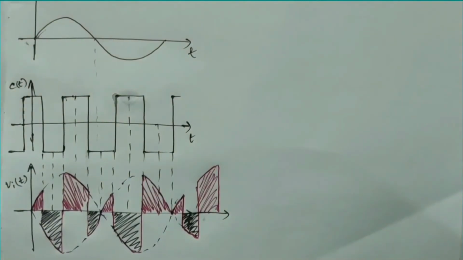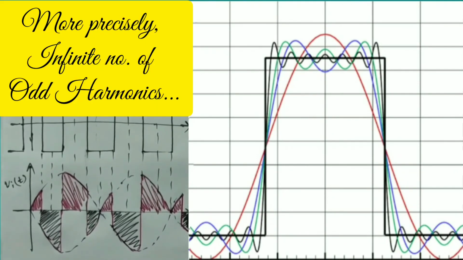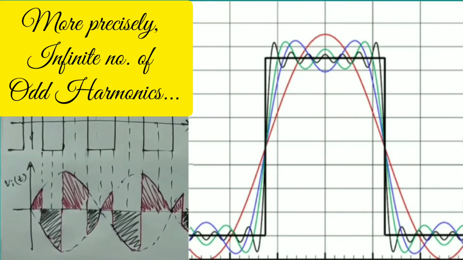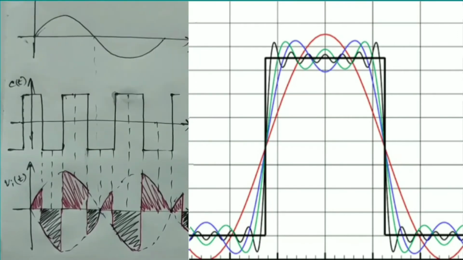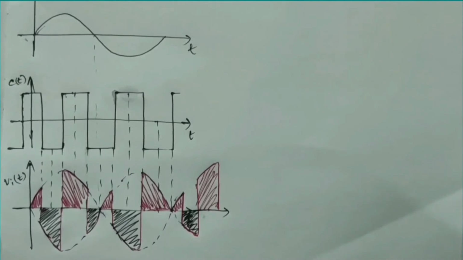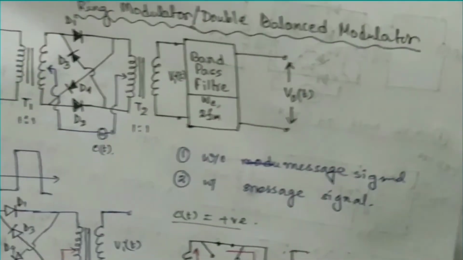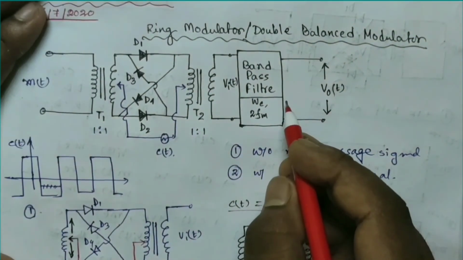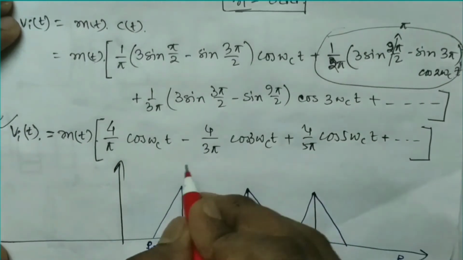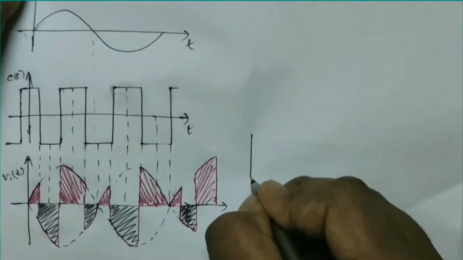The output still has some square wave characteristics, and we know a square wave is a combination of an infinite number of sine waves, that is, an infinite number of sine waves combined can form a square wave, which means the frequency domain of this signal consists of a number of odd harmonics of sine wave. Now when this VIT is passed through the bandpass filter, all the odd harmonics except this will get suppressed by the bandpass filter.